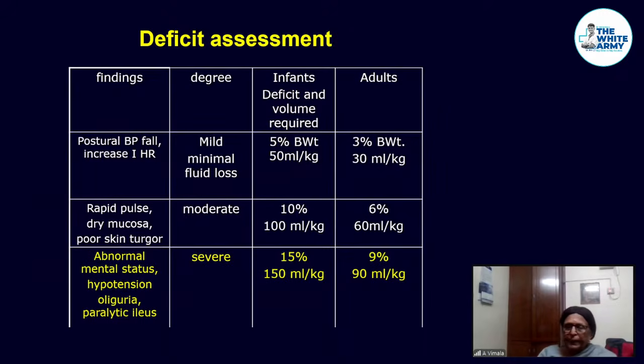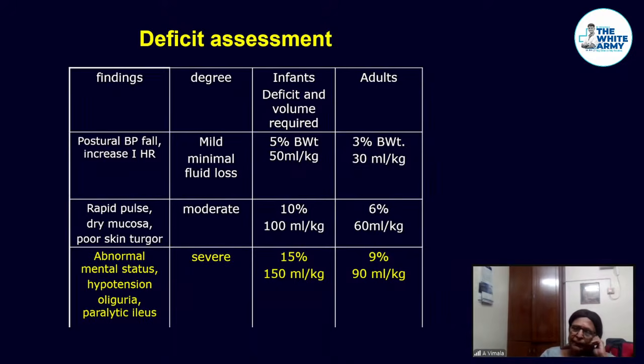So whenever you see a patient with history of fluid loss, you have to assess whether the patient is having hypovolemia. If there is hypovolemia, what is the degree of hypovolemia? Is it only minimal, which can be picked up only by a postural tachycardia and postural hypotension? In adults it is only 30 ml per kg. If the patient is hypotensive, tachycardic, and the skin turgor is diminished and the urine output starting to drop, then it is around 10% in infants, that is 100 ml per kg, and in adults around 60 ml per kg.